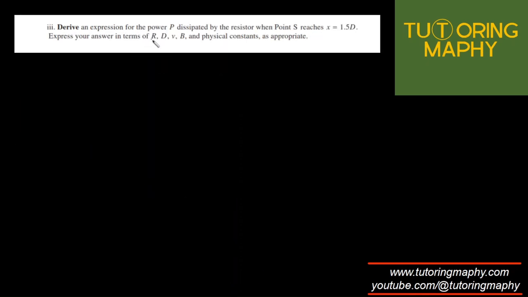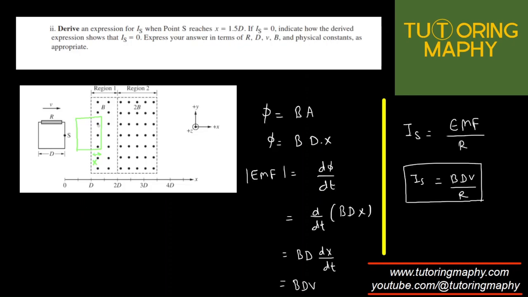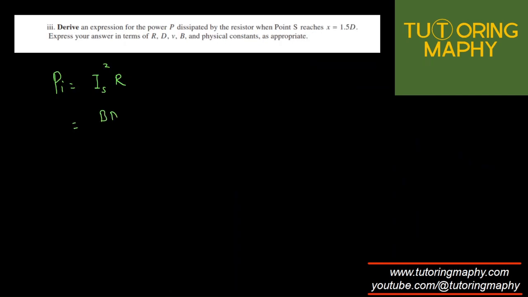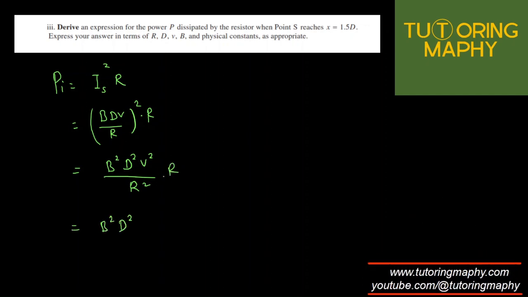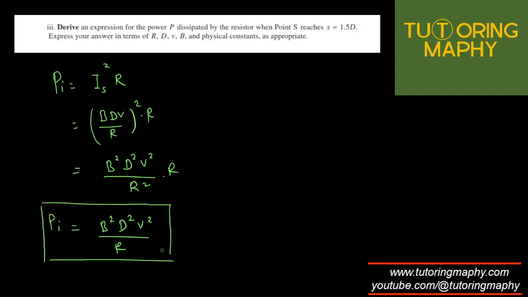Okay. Write an expression for the power dissipated by the resistor when point S reaches 1.5 D. Express your answer in terms of this. That's pretty straightforward because we know that the induced power will be the induced current IS, which we already found, squared times R. And what is IS? IS is B D v over R, whole squared, times R. So it will be B squared D squared v squared over R squared times R, which is nothing but B squared D squared v squared over R. That is the induced power.